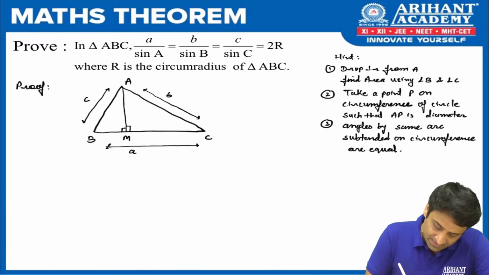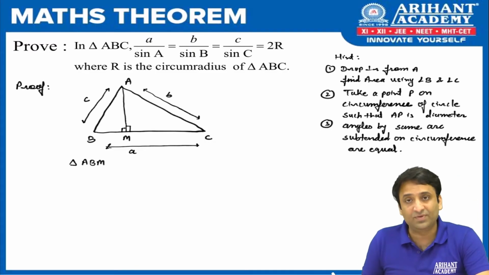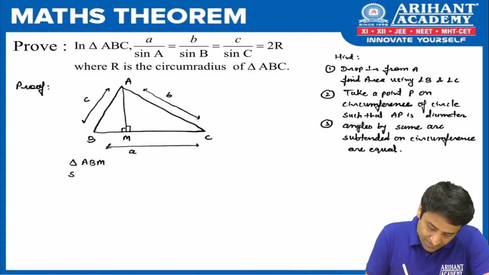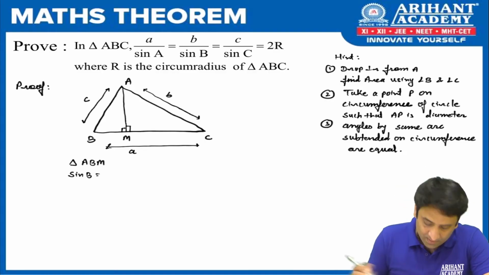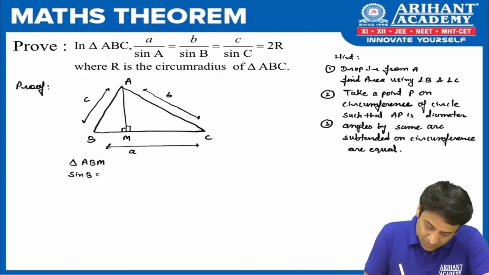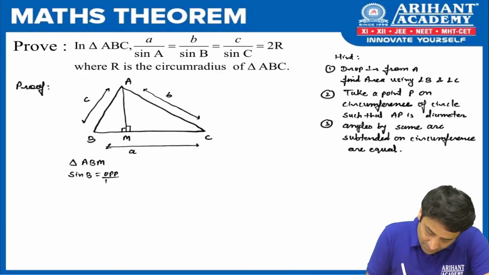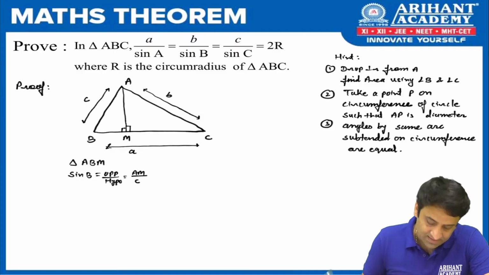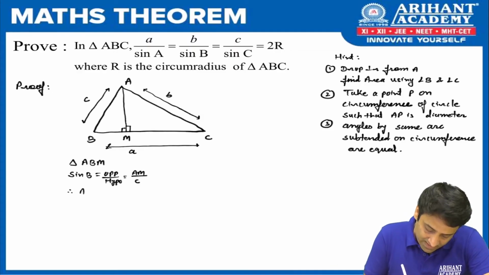What I am saying is, we consider triangle ABM. Just look at triangle ABM. In that, can you help me with sine B? What is the definition of sine? It is opposite upon hypotenuse. So sine B is opposite upon hypotenuse. So with that, the opposite side is AM upon hypotenuse, which is C. So with this, is it not that I got AM as C sine B.